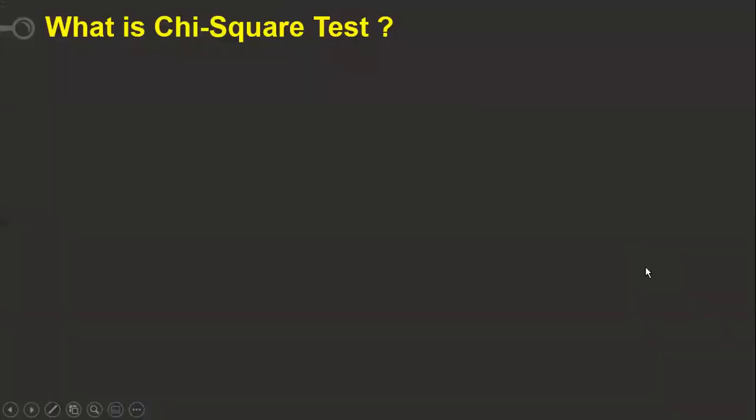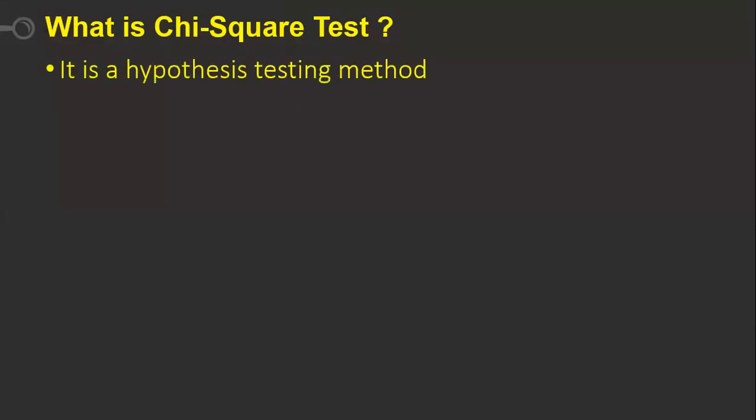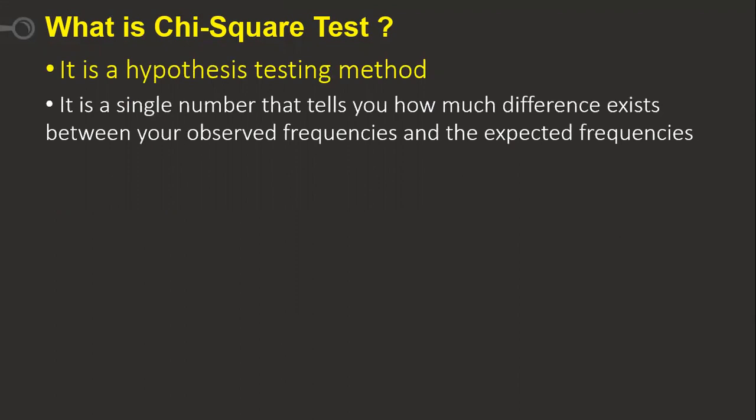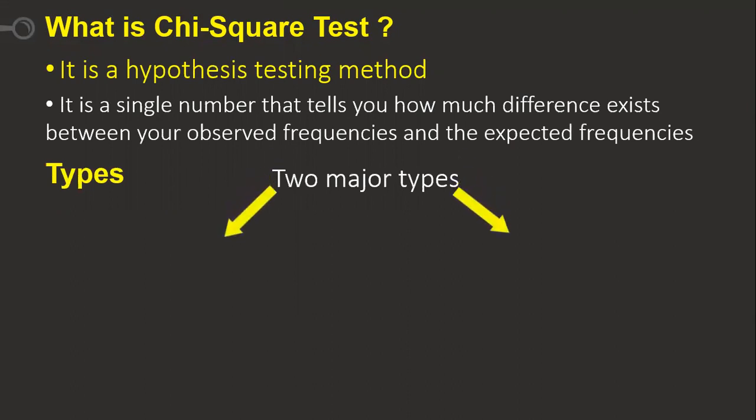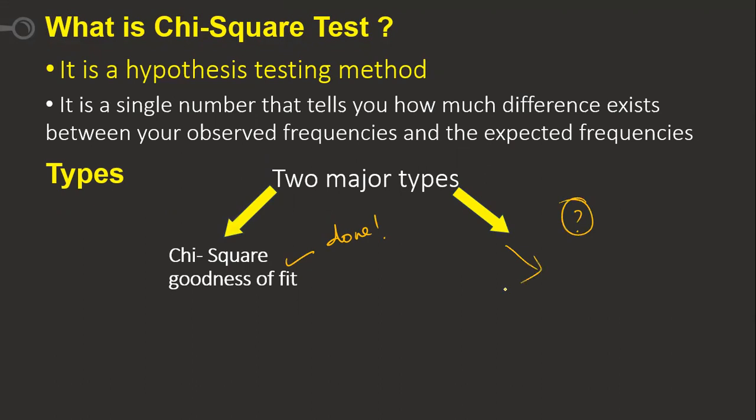So what is a chi-square test? We have done it already in the previous video, but quickly I'll recap. It is a hypothesis testing method, a single number that tells you how much difference exists between your observed frequencies and the expected frequencies. The two major types are the chi-square goodness of fit, which has been done already, and today the chi-square test of independence. What are we going to study here?